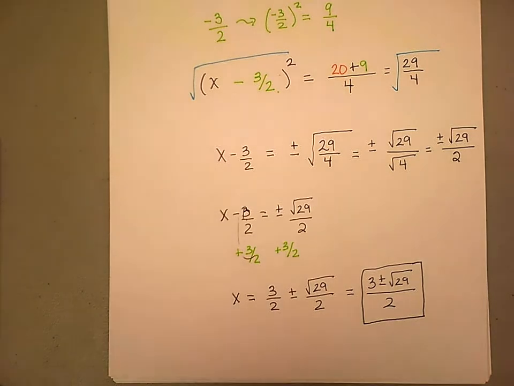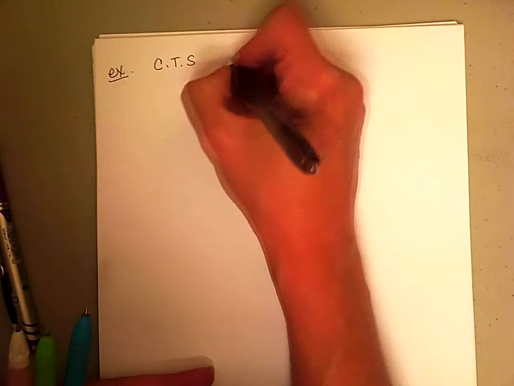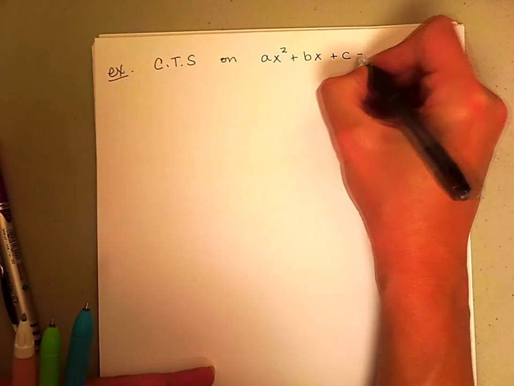Okay, so completing the square will work in any case. It's easier when b is even, but it will always work. And let me show you why it will always work. Okay. So, here we go. Let's complete the square on ax squared plus bx plus c is equal to 0.